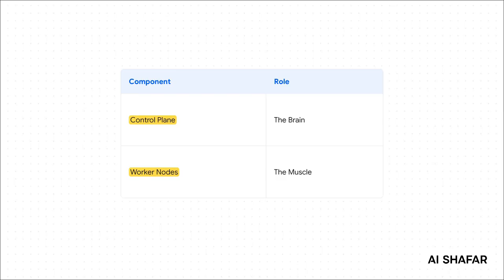You can really split this whole architecture into two simple roles. First, you've got the control plane. That's the brain of the whole operation. It makes all the decisions. And then you have the worker nodes. That's the muscle. All those servers doing the actual heavy lifting of running your application.